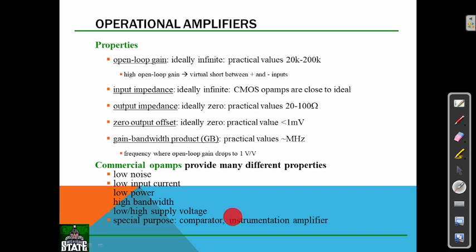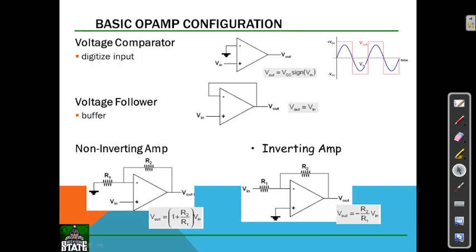and high supply voltage. The special purpose of this op amp is that we can use it as a comparator as well as an amplifier or instrumentation amplifier. Likewise, we will use this operational amplifier. Already I said that we can use it as a comparator also. Here we will see some basic op amp configurations. Here you can see this is the voltage comparator.